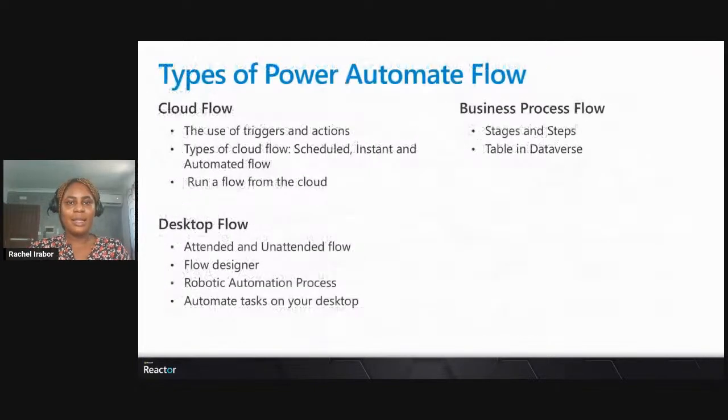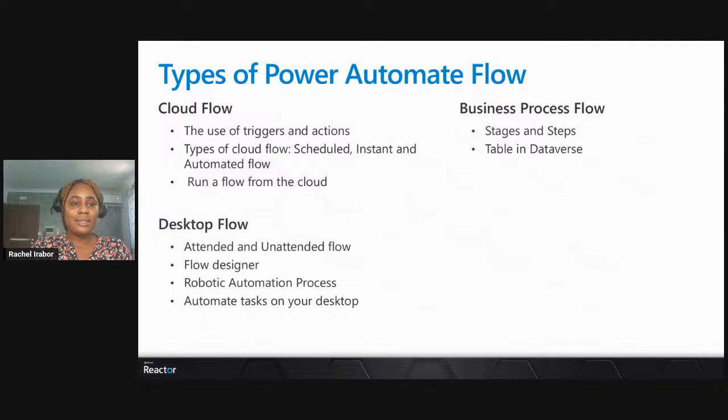So we're just going to go to the next slide, and we are going to understand the different types of Power Automate flow, because I've been mentioning flow. In Power Automate, we have the cloud flow, the business process flow, and the desktop flow. The cloud flow is used to run automated flow, instant flow, and scheduled flow. The scheduled flow is when you want your flow to run at a particular time, at a particular day, and how many times you want your flow to run. That's a scheduled flow.